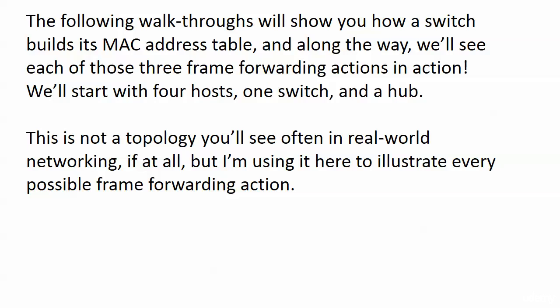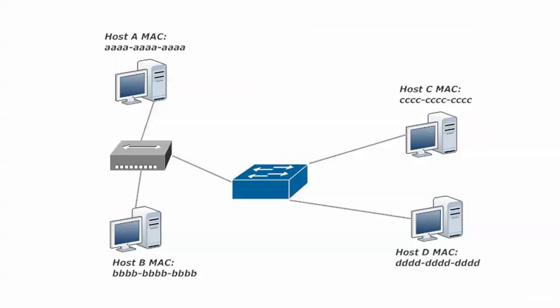And we're going to start with an unusual topology. It's going to have 4 hosts, 1 switch, and a hub. Now, this is a topology that you will not see very often in real-world networking if you ever see it, but I'm using it here for a very specific purpose, and that is to illustrate every possible frame forwarding action to you. And with no further ado, here's what we have.